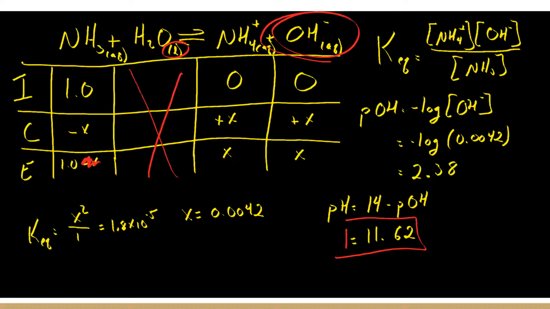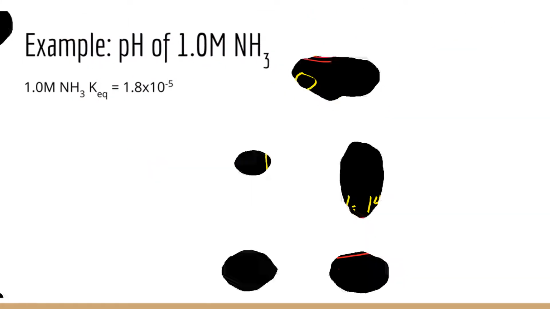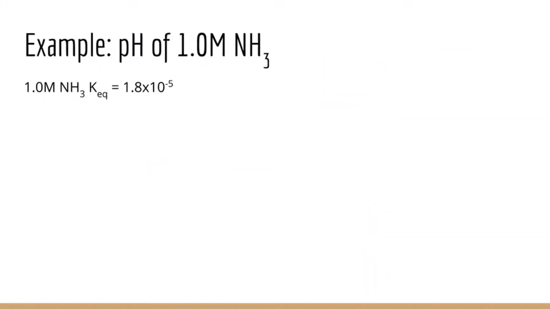Once again, we see we're dealing with a weak base, ammonia, and even though it's weak, the solution that it makes is still very basic, 11.62. So again, you don't want to play around with ammonia. And that does it for this example. Let's move on to one that's slightly different but very similar.